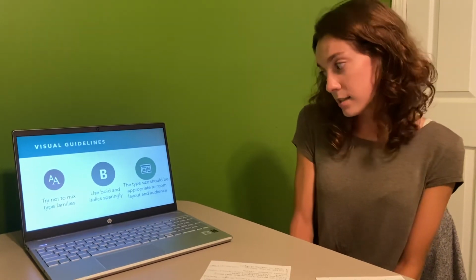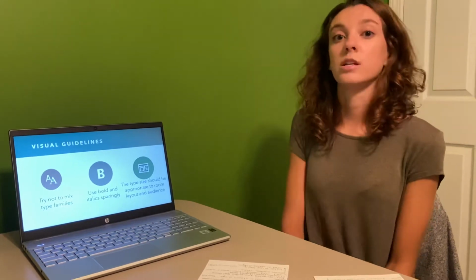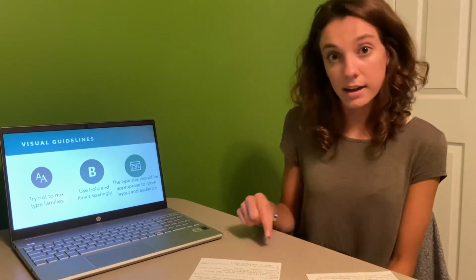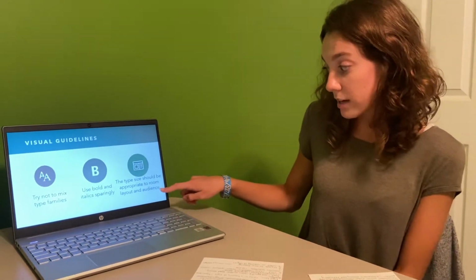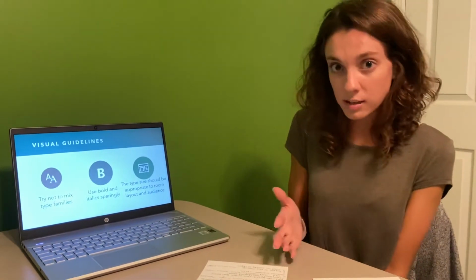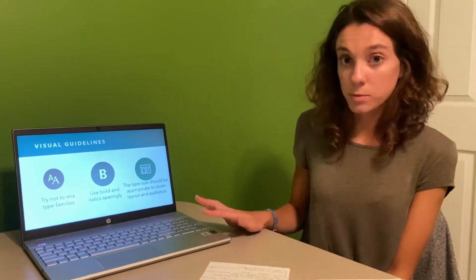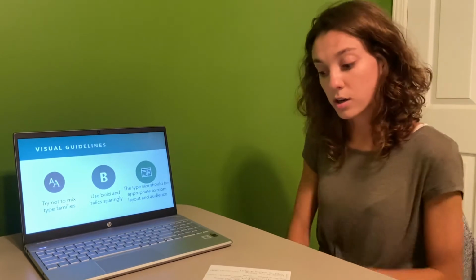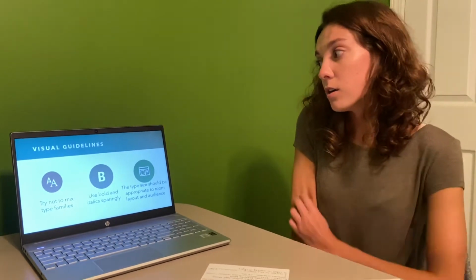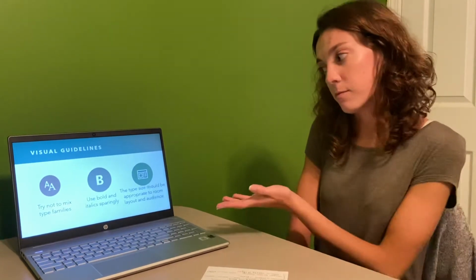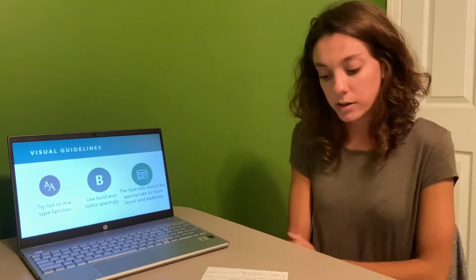And the type size should be appropriate to room, layout, and audience. That's something I haven't mentioned yet, actually, is your font size. Like this font size is actually 32. If it was too small, then you guys wouldn't be able to see it. If it was too big, it would take up way too much space on my slide. And also another tip for visual guidelines is don't overuse all caps. Same family as use bold and italics sparingly.